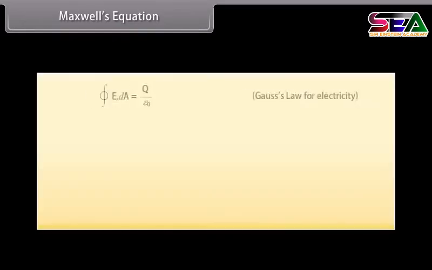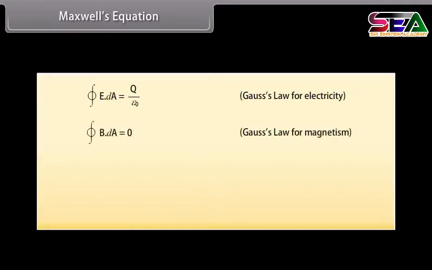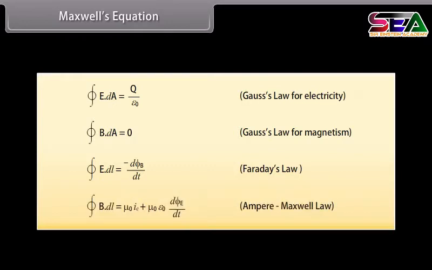Maxwell's equations. The following four equations, called Maxwell's equations, are the fundamental equations in electromagnetism. Gauss' law for electricity: closed integral of E dot dA is equal to Q by epsilon naught. Gauss' law for magnetism: closed integral of B dot dA is equal to 0. Faraday's law: closed integral of E dot dl is equal to minus d/dt of phi B. Ampere-Maxwell law: closed integral of B dot dl is equal to mu naught I_C plus mu naught epsilon naught d/dt of phi E.